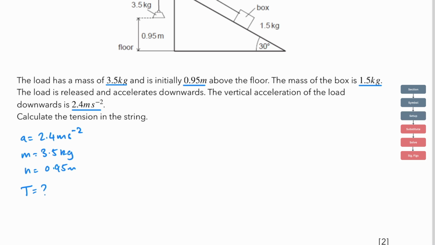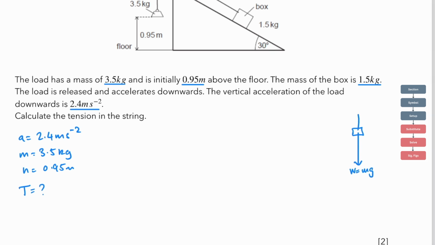Okay, let's try and draw a diagram and see if that helps. So we've got our box here. We know that it's accelerating downwards. So there's a force accelerating downwards, which is weight, and that force is bigger than the force acting upwards, which is tension. The resultant force, which is weight minus tension, is the force that's causing it to accelerate. So weight minus tension equals the net force, which equals ma. So we're going to use the equation mg minus tension equals ma.